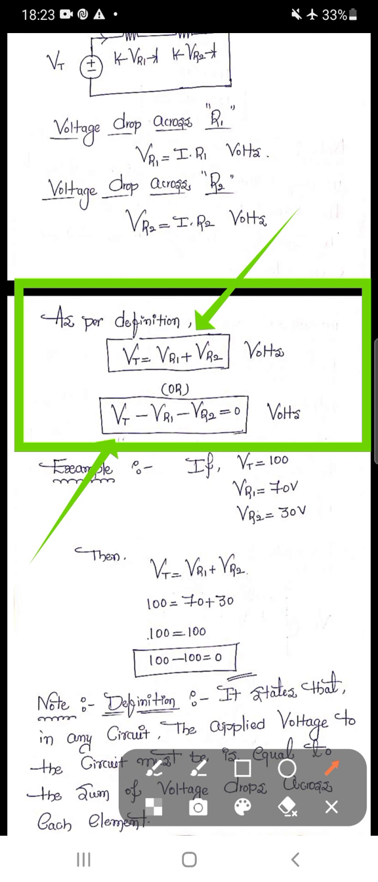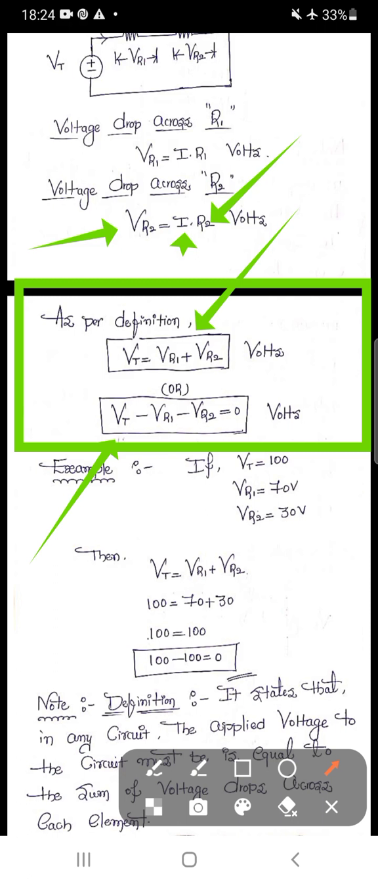Here to find the value of Vr1 we require the value of total current which is flowing in the circuit, and R1 represents the value of resistance which is given in the original circuit, and here R2 is also the same. R2 represents the value of resistor which is given in the problem, but here Vr2 represents the voltage drop across resistor R2. So to find this particular voltage drop across Vr2, we require to calculate the value of current I.